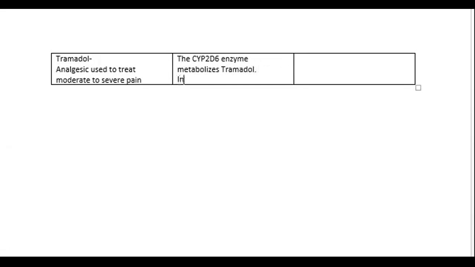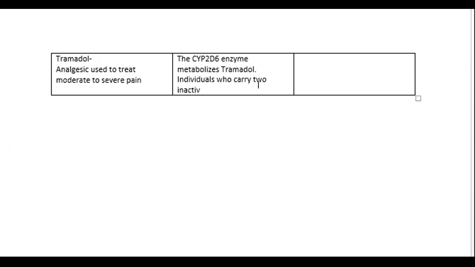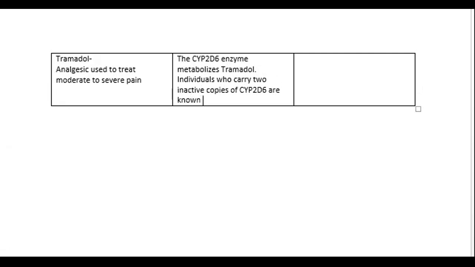The individuals who carry two inactive copies of this CYP2D6, they are known as poor metabolizers.